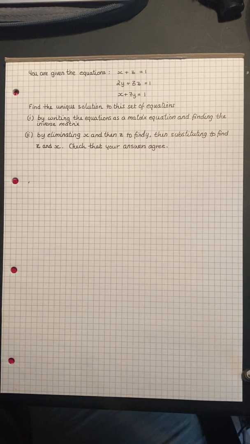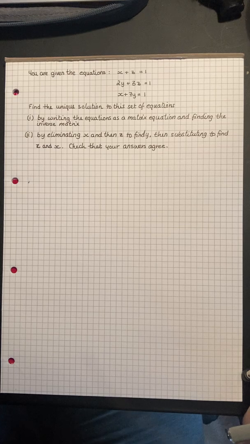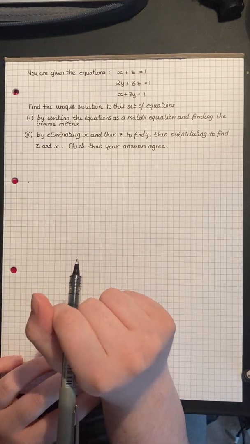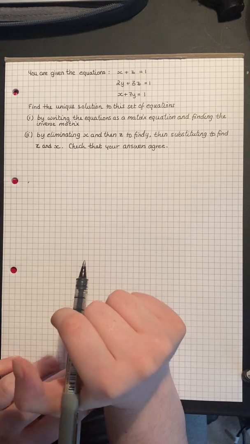Okay, this is from exercise level 2, question 7. So we've got these equations and we're asked to find the unique solution in two ways: by writing the equations as a matrix equation, and secondly by eliminating x and z and then substituting. Okay, so let's start with the matrix equation.